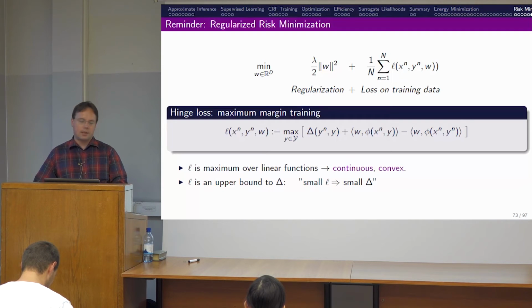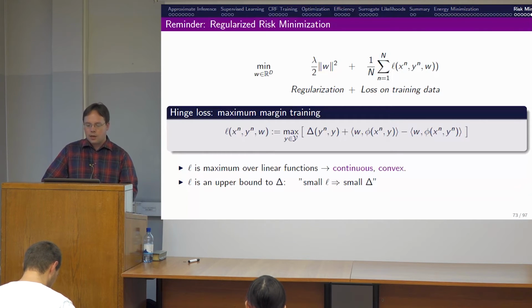It's not at all obvious what that is, but you can show that this is an upper bound to the delta itself, because this guy can never be less than 0, right? Because it's the maximum over all y's minus one specific guy. So it's an upper bound on the delta.